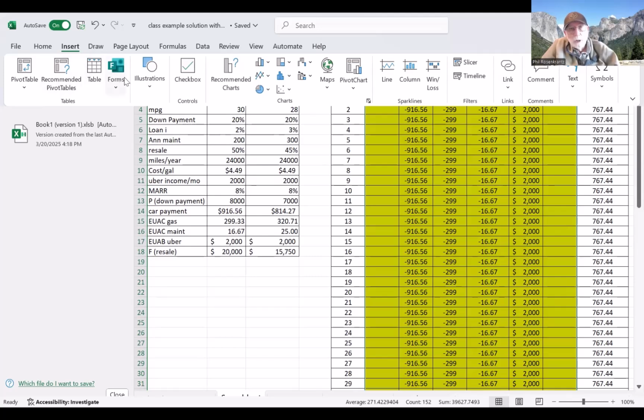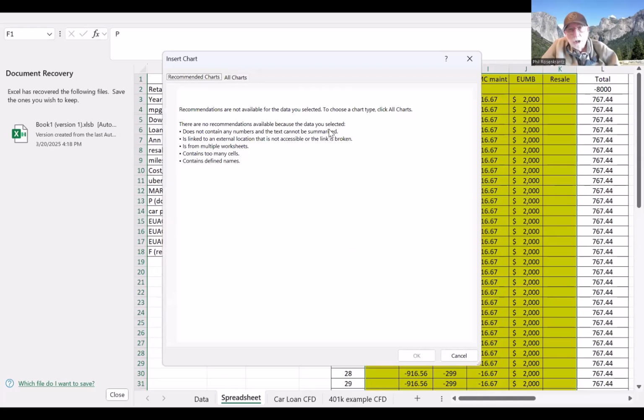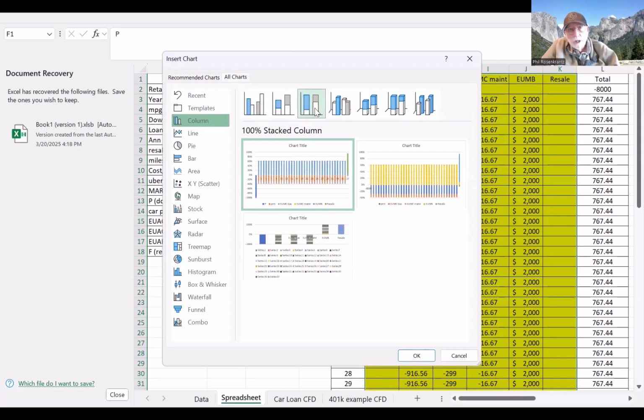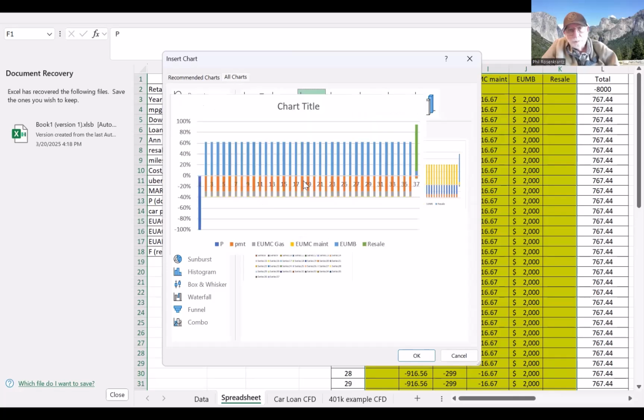And if I go over to Recommended Graphs and click on it, it gives me a chance to click for all charts. This is all the possible charts you could choose that they're recommending. And it gives me a column chart. And if I scroll over to the right about 3, I get a 100% stacked column.